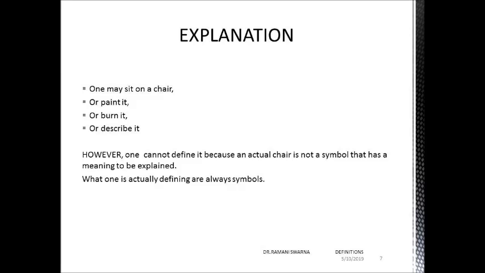For example, as I was giving you earlier, yes, it has 4 legs. Similarly, I can give you more explanation, like one may sit on a chair or paint it, burn it, describe it, saying that it is made of wood or iron or steel or aluminium. It has a back with 4 rods in it, and so forth. I can explain it. However, one cannot define it because an actual chair is not a symbol that has a meaning to be explained. What one actually defines are always the symbols themselves. That is what I wanted to introduce about the concept of definition.